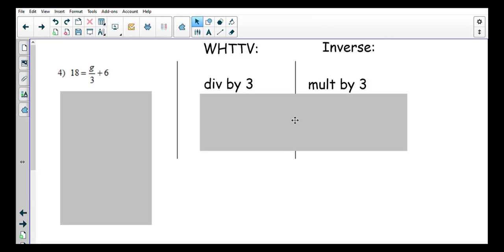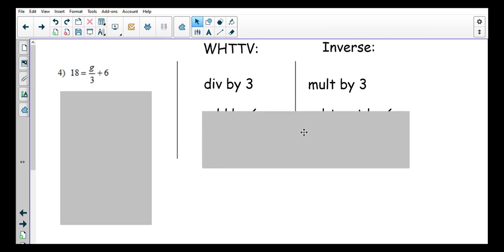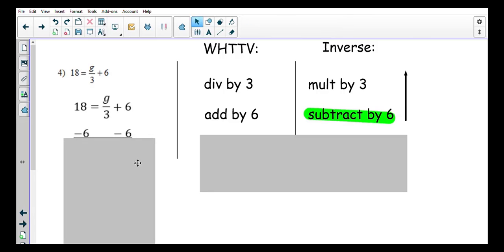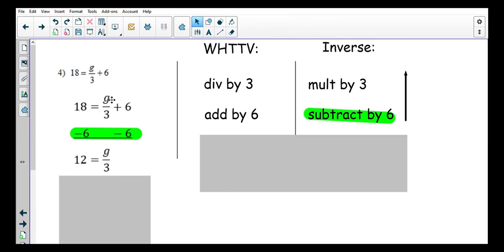After we divide g by 3, we are then adding 6. So the inverse of that is to subtract 6. We want to work from the bottom to the top, working in reverse order. So the first thing that I want to do is subtract 6 on both sides. We show that once on the left and on the right. On the left, 18 minus 6 is going to get us 12. We're still left with g divided by 3 on the right-hand side.